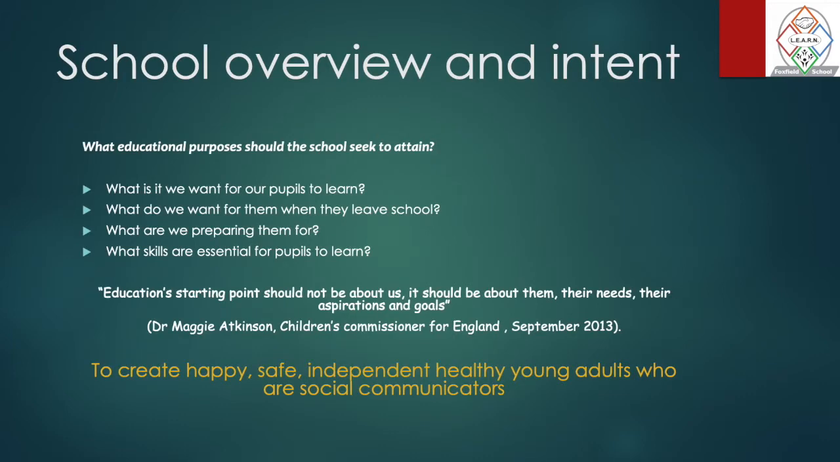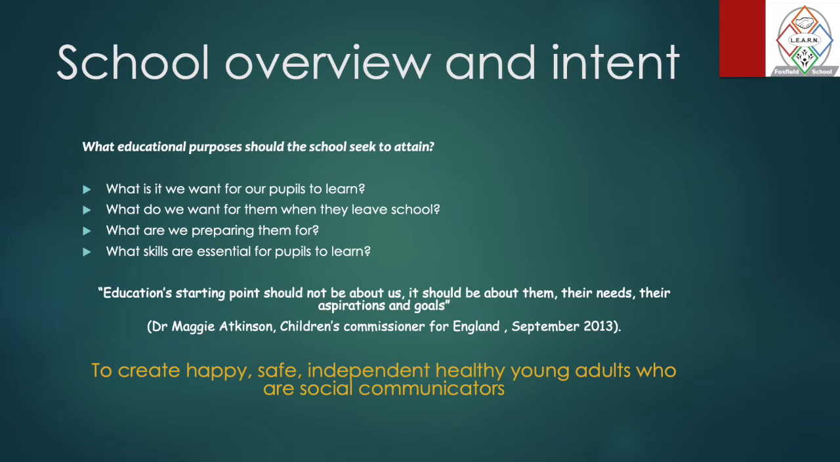So really our intent as a school was, what are we going to learn and why are we going to learn it? And this is leading into adulthood. What do we want for them when they leave school? What are we preparing them for? What skills are essential for our pupils to learn, and why, and how does that differ between each pupil? And for us as a whole, the education starting point should not be about us. It should be about them, their needs, their aspirations, and their goals. And that's just capturing on from what Steve said about making it as personalised and as fluid as we can as a curriculum.